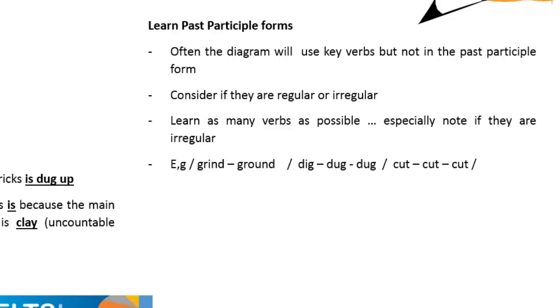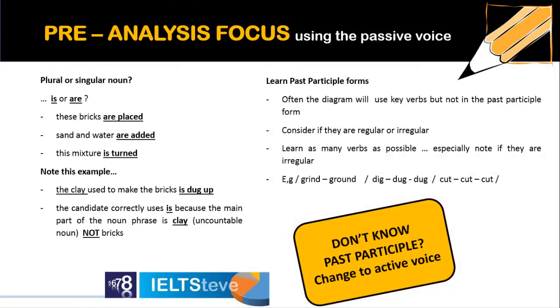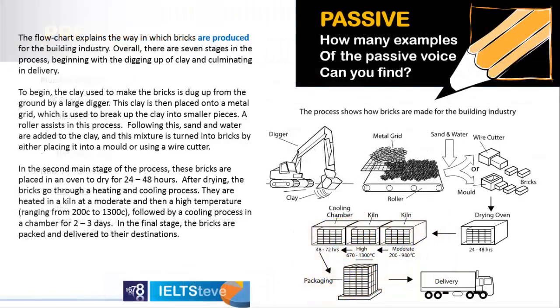And here are some examples of some irregular verbs: grind and ground, dig, dug, dug, cut, cut, cut, you know. So for example, if we were talking about cooking, the onions were cut. Okay. Now, if you don't know the past participle, if it's an irregular verb, for example, or a verb you're not familiar with, which may happen in the process, don't use it. Use the one they have there and change to the active voice. You remember, sometimes it's okay to use the active voice in a process because using the active voice will show variety as well instead of continually using the passive.